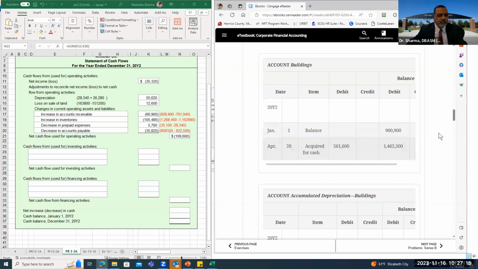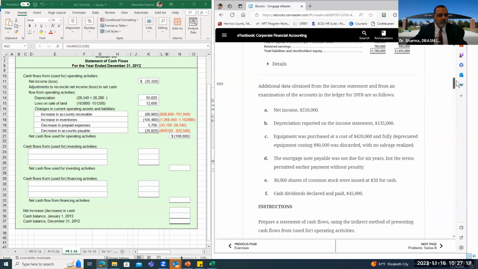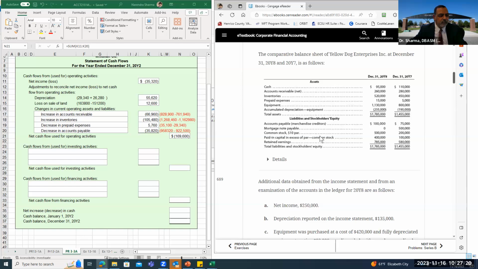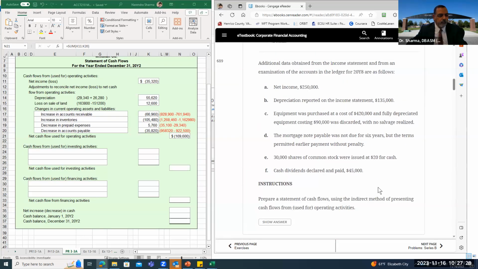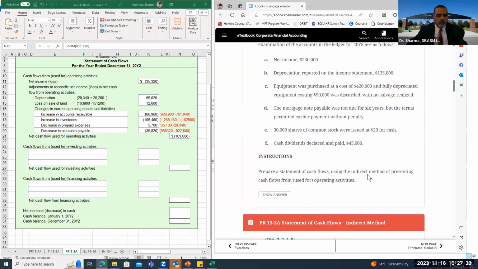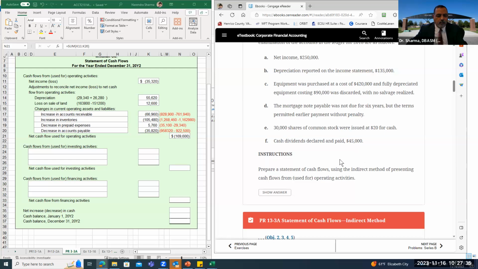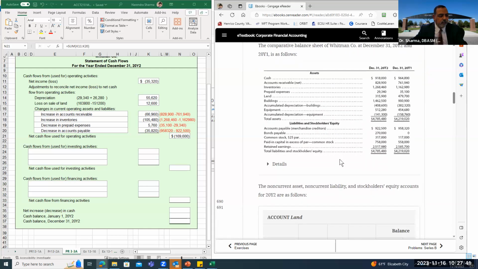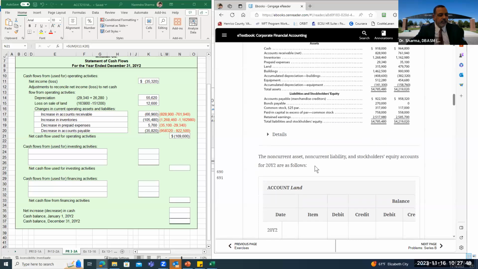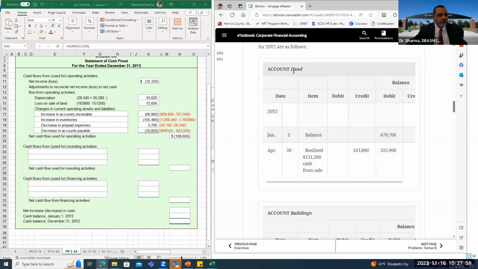Now, for investing activities, since we are given the account balances, what we are going to look at is the equipment. So let's look at the equipment. And sorry, this was the, not the other one. We have land, we have building, and we have equipment. In fact, we have three assets to be looking at. So here we have land.